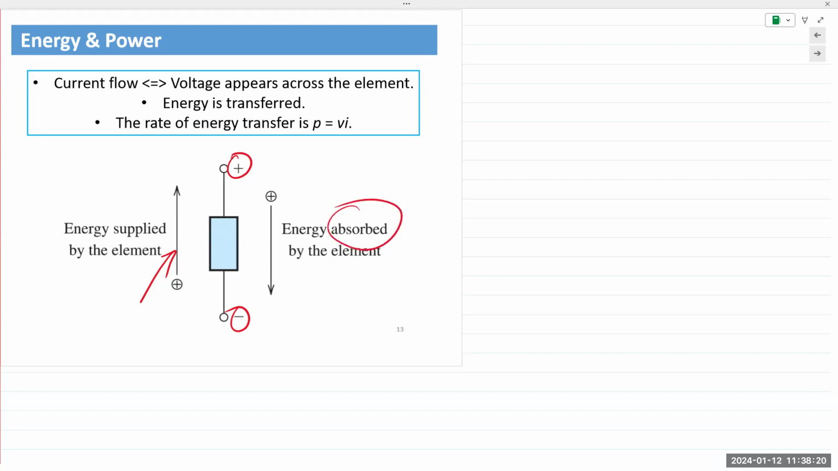The rate of energy transfer is the power equation. It simply is P equals VI. Power is the product of the voltage and the current. If power is negative, we simply use P equals minus VI. So on this side is minus VI. On this side, it's plus VI. Does that make sense? Positive and negative power.